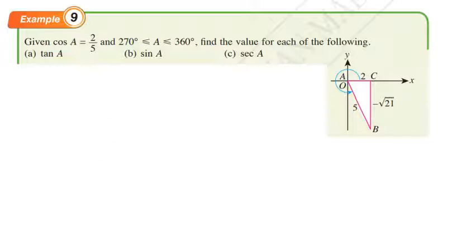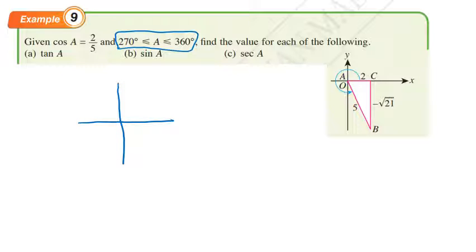Okay, so we go for example 9. Given cos A is equal to 2 over 5 and A is less than or equal to 360 but more than or equal to 270. Find the value for each of the following. If you can see, limit dia ni adalah dalam quadrant yang berapa? Kita lukis dulu quadrant kita.